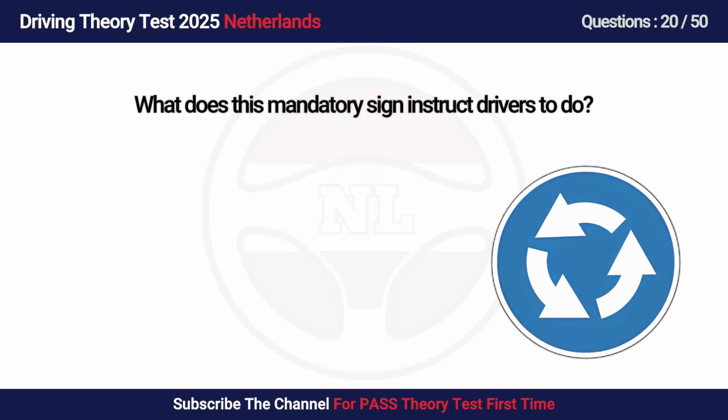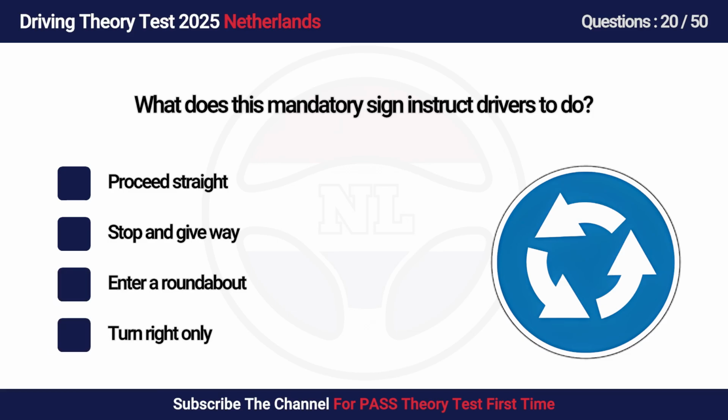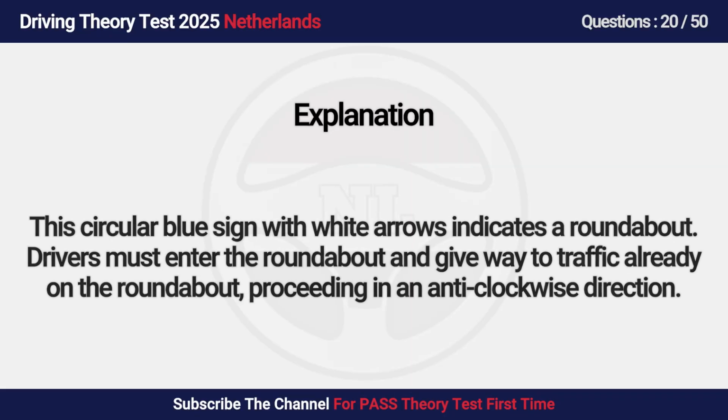Question 20. What does this mandatory sign instruct drivers to do? A. Proceed straight. B. Stop and give way. C. Enter a roundabout. D. Turn right only. Answer is C. Enter a roundabout. This circular blue sign with white arrows indicates a roundabout. Drivers must enter the roundabout and give way to traffic already on the roundabout, proceeding in a direction.